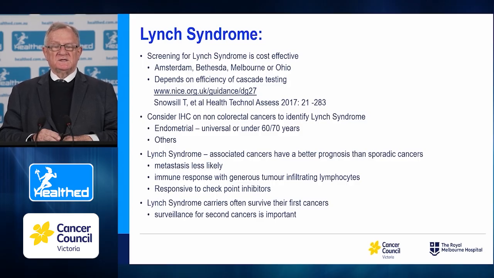You can use the immunohistochemical technique also to look for loss of mismatch repair function in other cancers. And another point is that the cancers in Lynch syndrome generally have a better prognosis than sporadic cancers. Metastases are less likely, and the immune system is quite active in trying to control and maybe even eliminate the cancers that occur in Lynch syndrome, for reasons that I can't go into just now. So they often survive their first cancers and are alive to get their second and third cancers, which we have to be wary of.